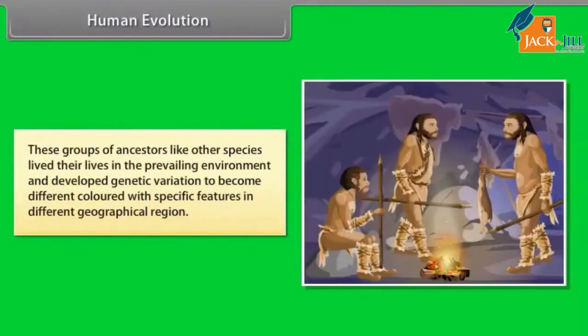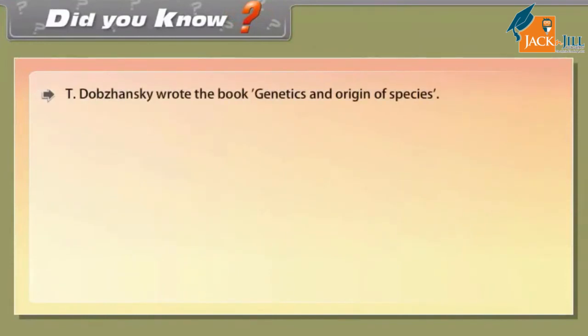These groups of ancestors, like other species, lived their lives in the prevailing environment and developed genetic variation to become differently colored with specific features in different geographical regions. Did you know T. Dobzhansky wrote the book Genetics and Origin of Species?